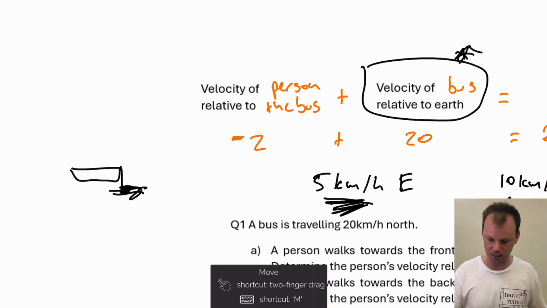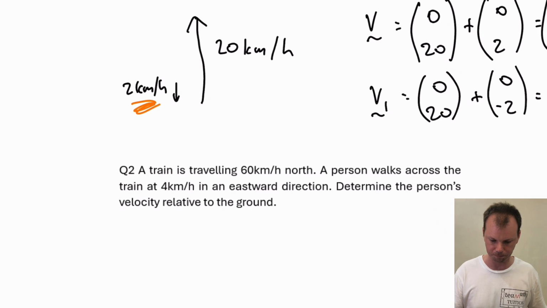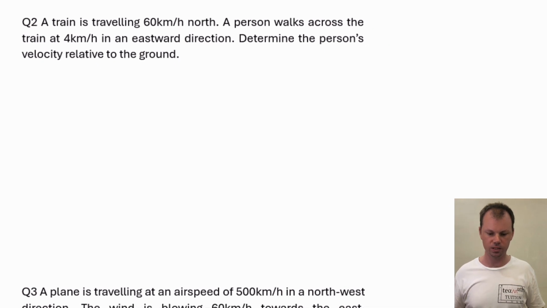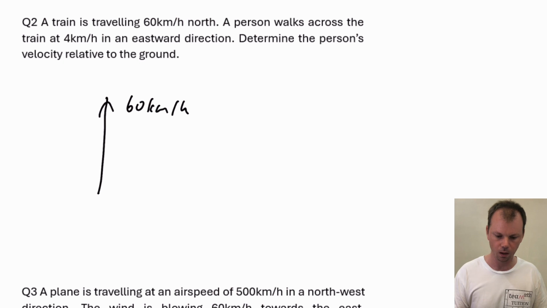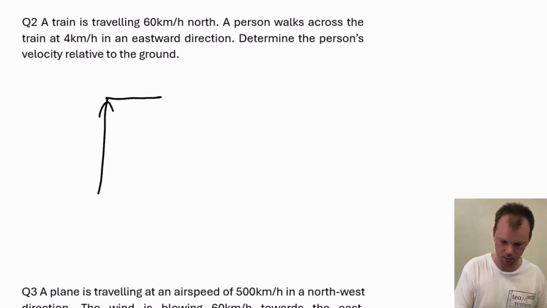So let's do another couple of questions to reinforce this. We've got a train traveling 60 kilometers per hour north. A person walks across the train at 4 kilometers per hour in an eastward direction. Determine the person's velocity relative to the ground. So we've got a train going 60 kilometers per hour this way. The person is walking 4 kilometers per hour east. So east is to the right. So that's 4, and we've got 60.